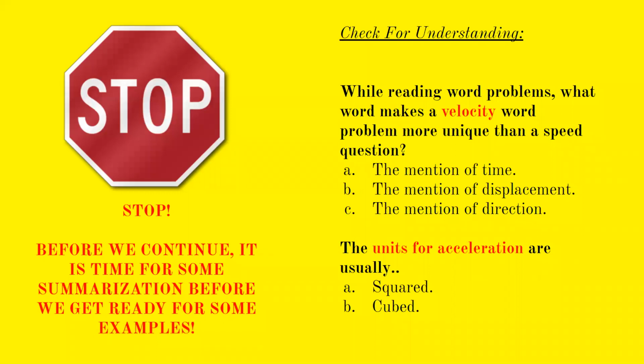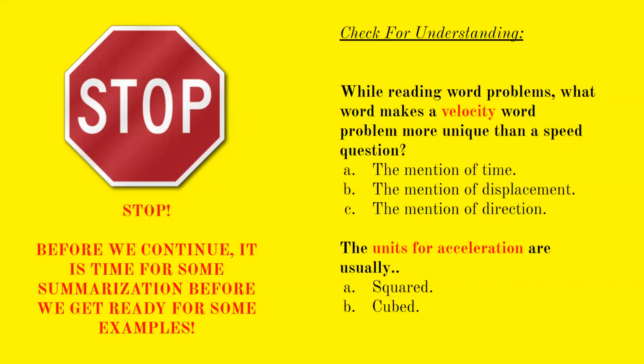Stop. Before we continue, it's time for some summarization, or basically your check for understanding, before we get ready for some more examples. So our check for understanding: while reading word problems, what word makes a velocity word problem more unique than a speed question? We literally just left this idea. Is it A, the mention of time that makes velocity so unique, B, the mention of displacement that makes velocity unique, or C, the mention of direction that makes velocity unique?